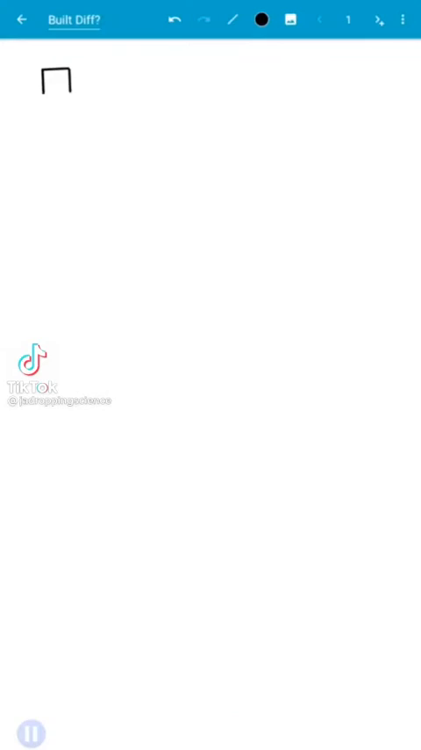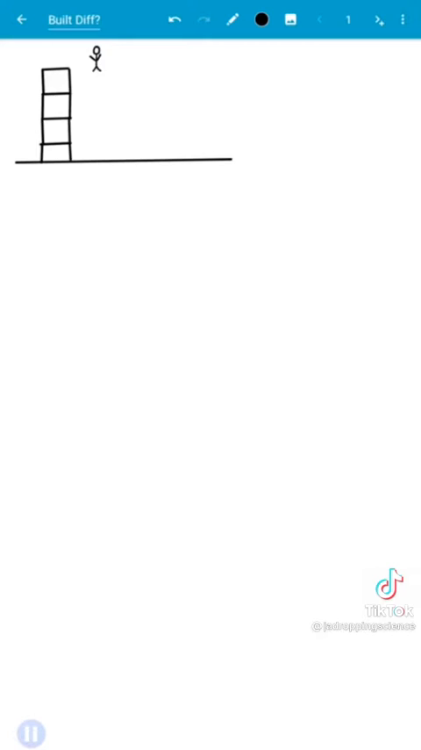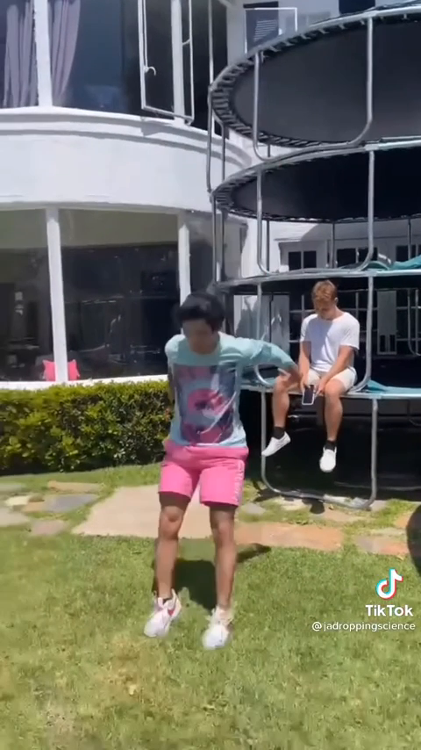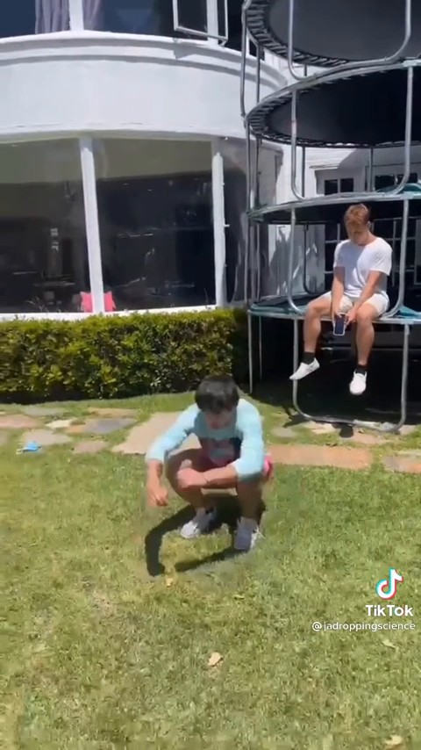Built different. Alright, let's do a bit of fact checking to see if he's actually built different or if the average human could do the same. There's two parts we need to measure. First, he falls for 23 frames and then his body absorbs the impact in 7 frames.